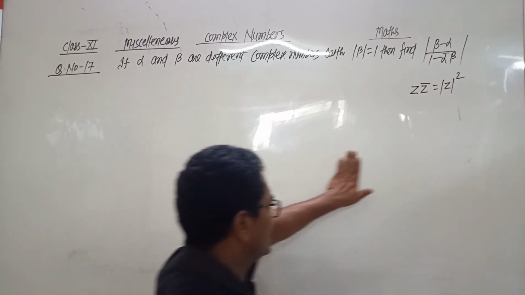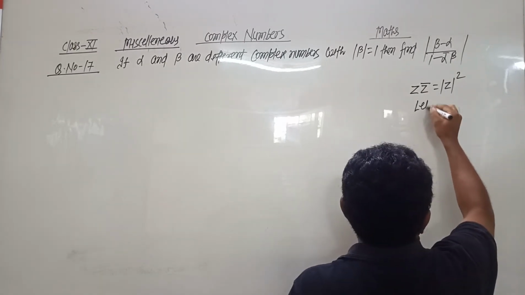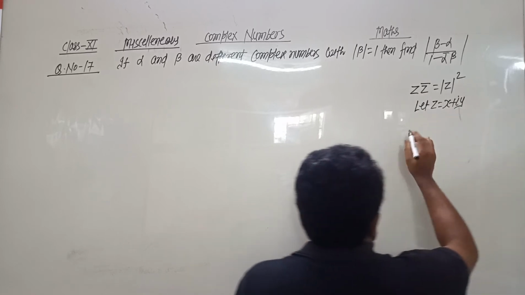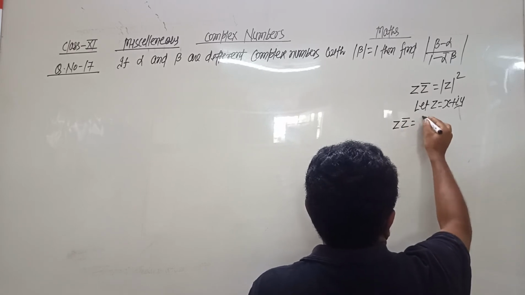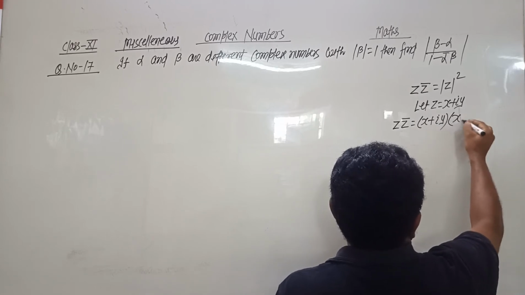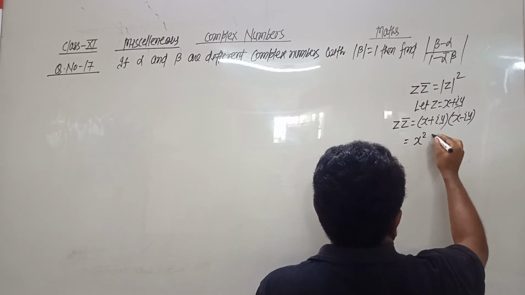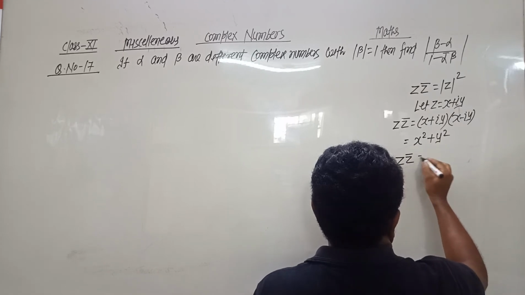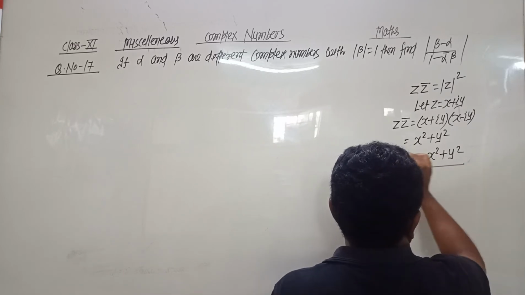So we derive this result for any complex number z. Let z equal x plus iota y. So z into z bar: z is x plus iota y and z bar will be x minus iota y. So this comes to be x square plus y square. So we get z into z bar equals x square plus y square.